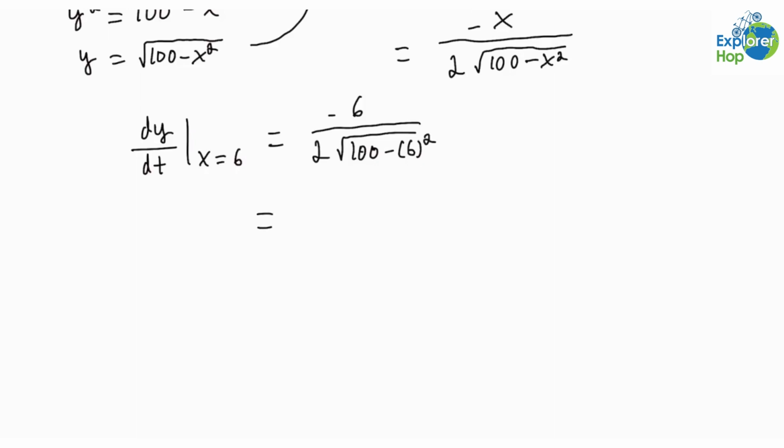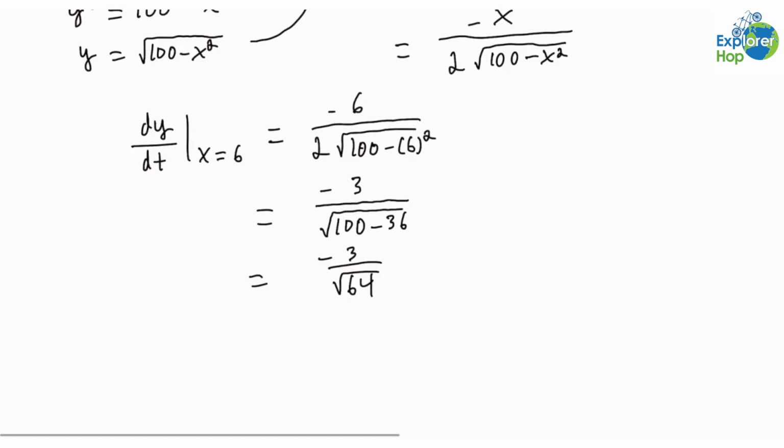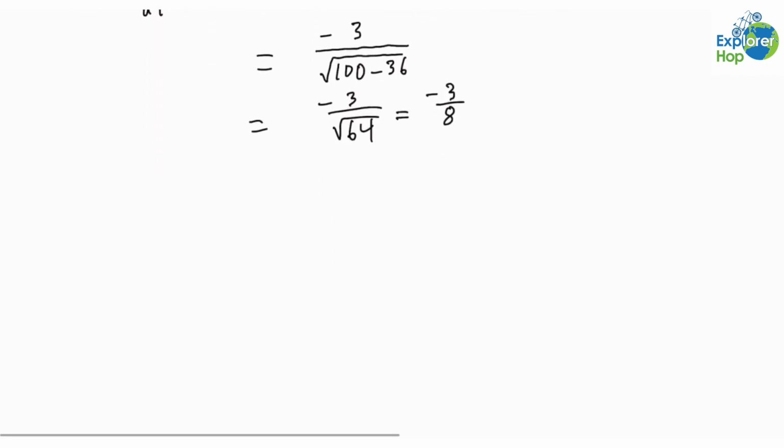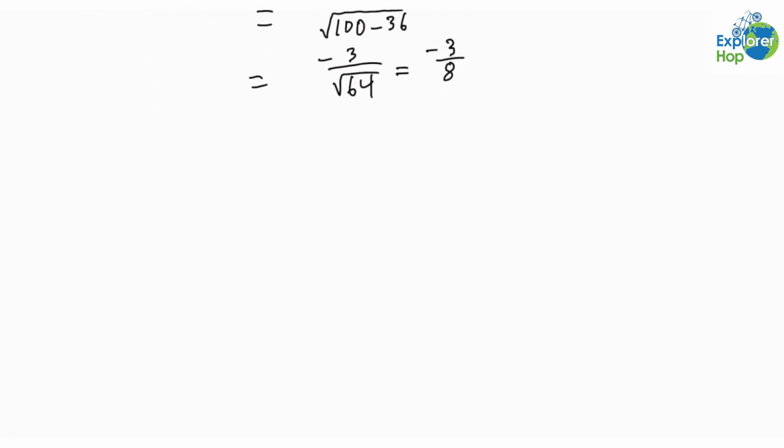And this is equal to negative 3 over the square root of 100 minus 36, which is equal to negative 3 over the square root of 64, which is equal to negative 3 over 8. So this means that the top of the ladder is descending at a rate of 3 over 8 meters per second when the base is 6 meters away.